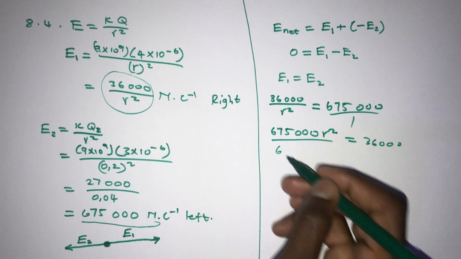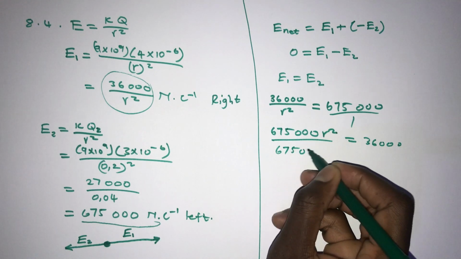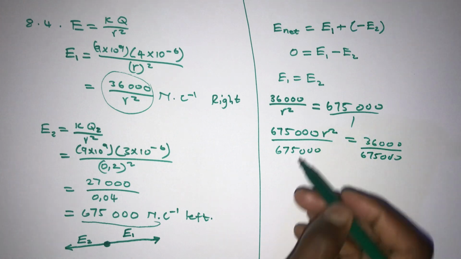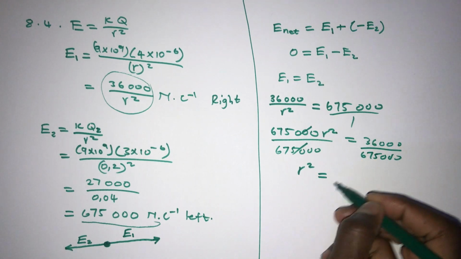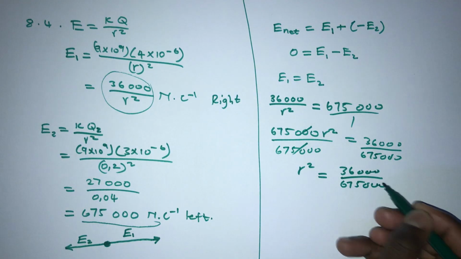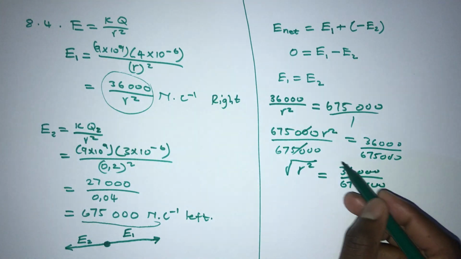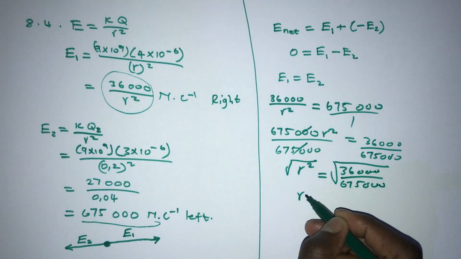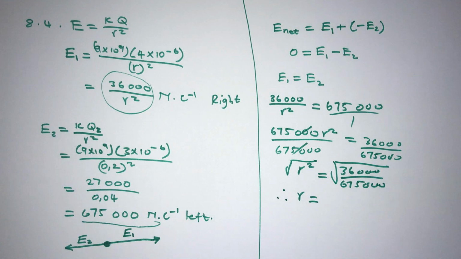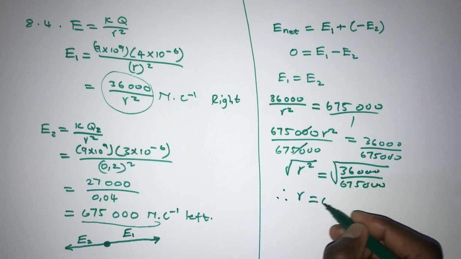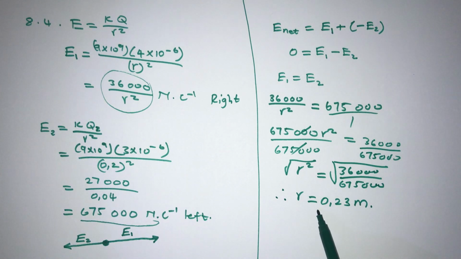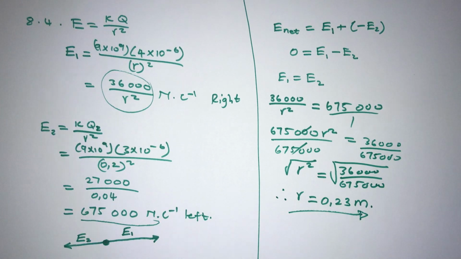And then let's simplify life. We divide both sides by the coefficient of R squared, which is 675,000. So this one cancels this one. So R squared is equal to 36,000 divided by 675,000. So let's just take the square root here and simplify life. Therefore, R now is equal to 0.23 meters. So this is the distance R according to the information given.